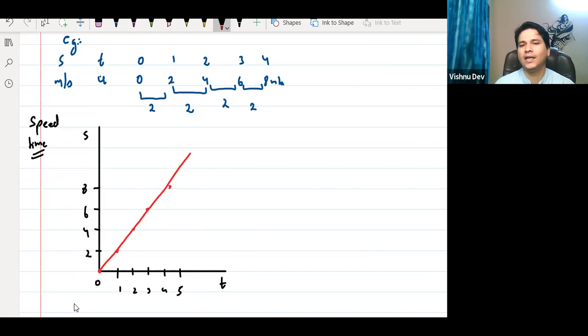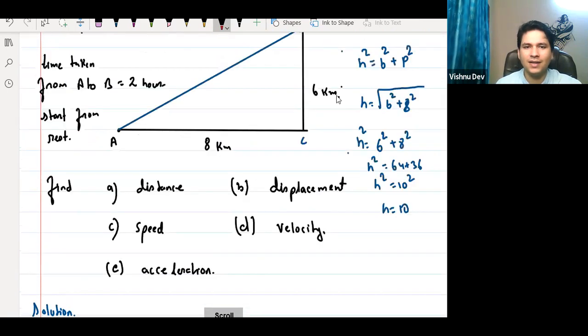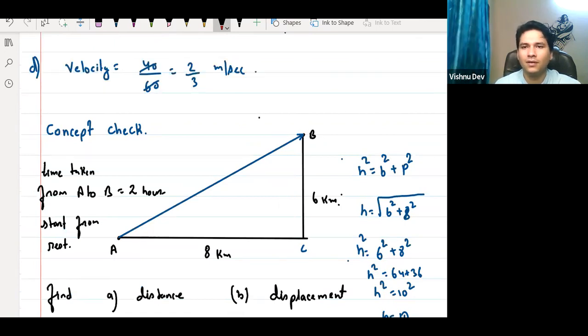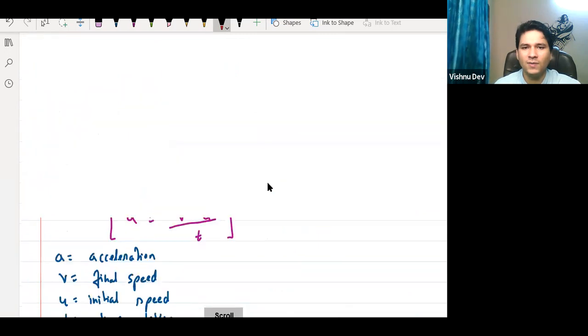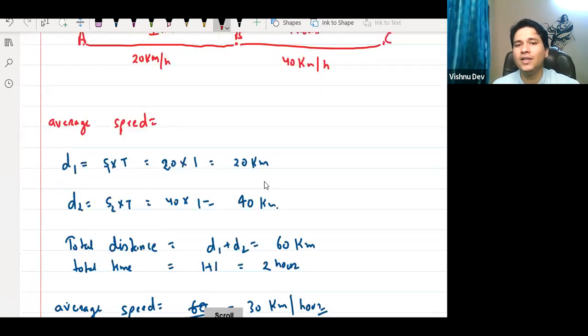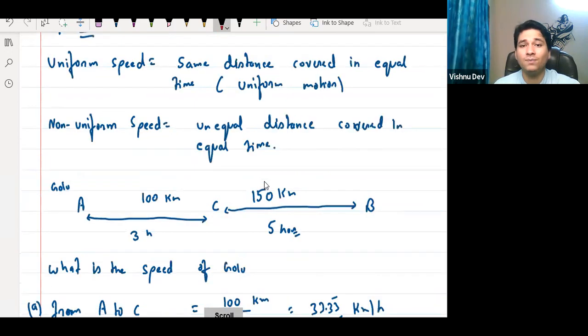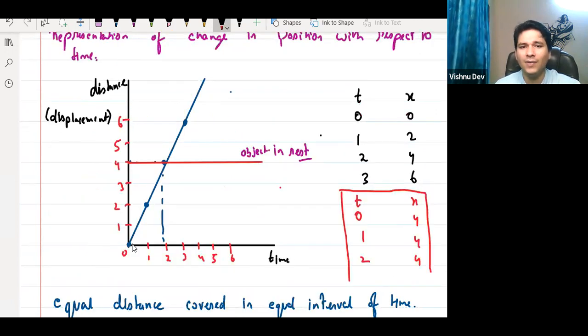It will be a straight line, yes or no? But is it the same as the straight line of the displacement time graph? No, it is not the same, sir, because when you talk about a displacement time graph, that is the change of distance or displacement with respect to time. But here we are changing what? We are changing speed or velocity with respect to time. Here it was distance or displacement with respect to time. This straight line represents uniform speed.